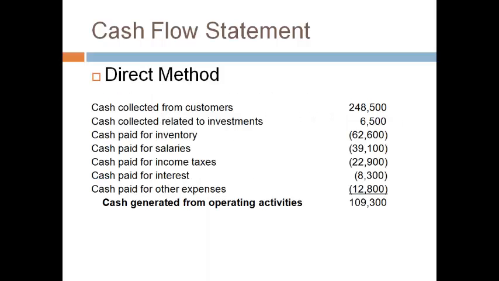You are looking at the format of the direct method cash flow statement. Notice it states the items of cash collections and the items cash is paid for related to revenues and expenses reported on the income statement. The amounts represent cash paid and received only.